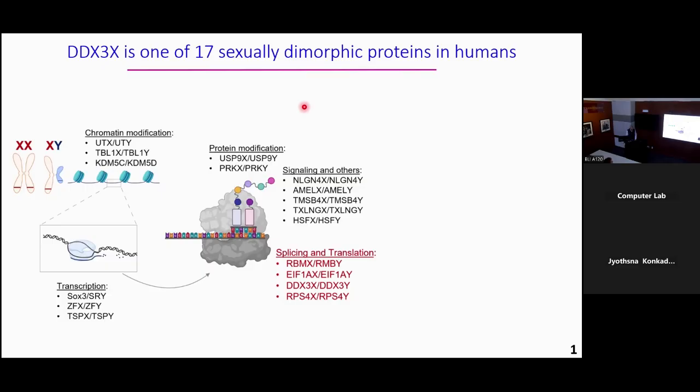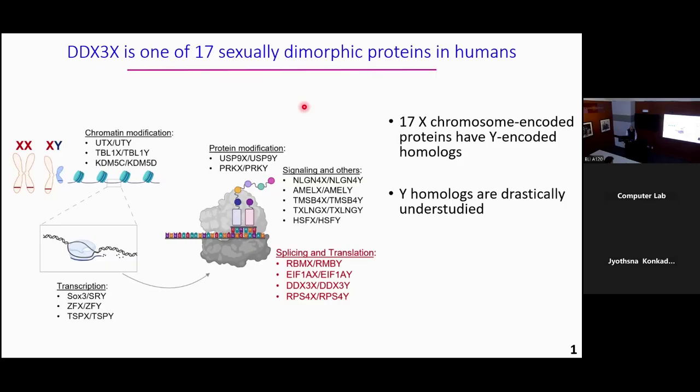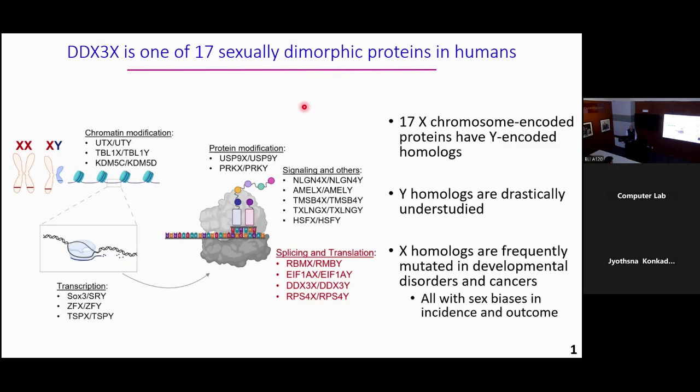There are 17 chromosome-encoded proteins that are encoded on the X and Y chromosomes. So there are kind of male and female versions of this. But the Y homologs of these proteins have been hugely understudied, and the X homologs of these proteins often lead to diseases. So there are strong healthcare implications of this kind of research. So here's DDX3X and its Y chromosome homolog, DDX3Y.